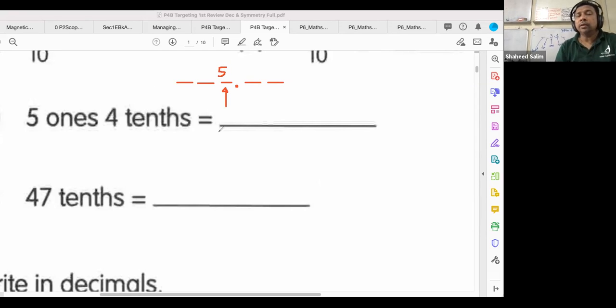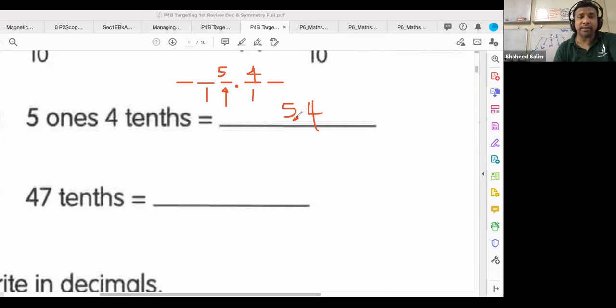Then the tens, beside the ones is the tens with a TH. And this is the one on here, tens, no TH. So now just put 410 here. So your answer is 5.4. That's it.